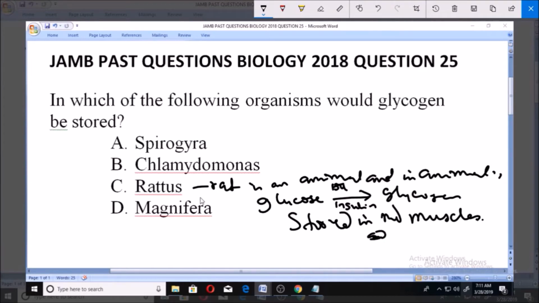So that is what happens in animals, and the animal here that can do this is Rattus, which I told you is also rat. You understand? So you can have the conversion of glucose into glycogen to be stored in the muscles through the help of the enzyme known as insulin, and that's why C is the right answer for this.